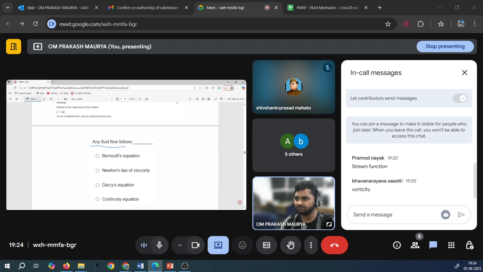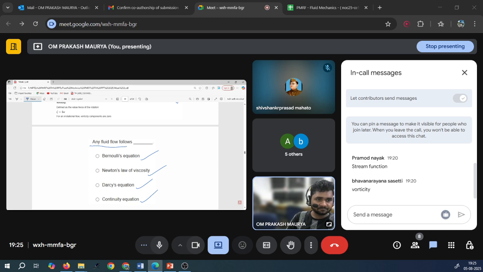Any fluid flow follows Bernoulli's equation, Newton's law of viscosity, Darcy's equation, continuity equation. Which option is correct for this question? Any fluid flow should follow which one? Please everyone try to write your answer in the chat box, or you can just tell me using your mic.